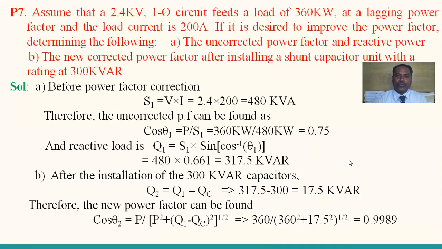So this is the problem. Here in bit number 1, the uncorrected power factor is 0.75 and the reactive power is 317.5. In the second bit, after installation of the 300 kVAR capacitor, the lagging and leading reactive powers are neutralized, and the net reactive power becomes 17.5 kVAR. And the new corrected power factor is always the real power by apparent power. Apparent power is square root of P square plus Q square, Q in the sense Q1 minus QC. So do the calculation, it gives 0.9989.